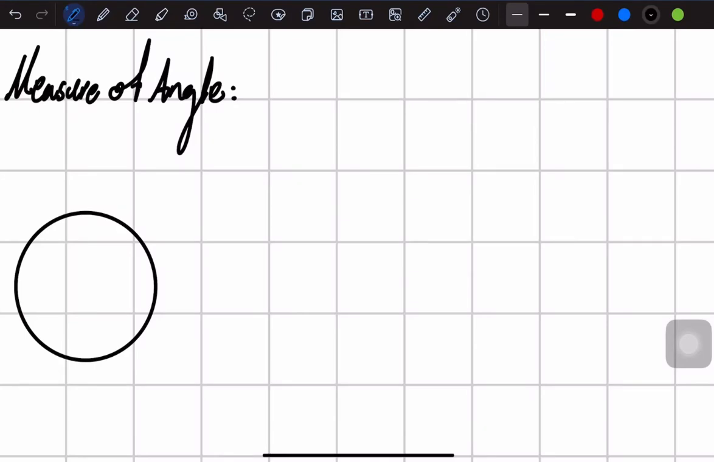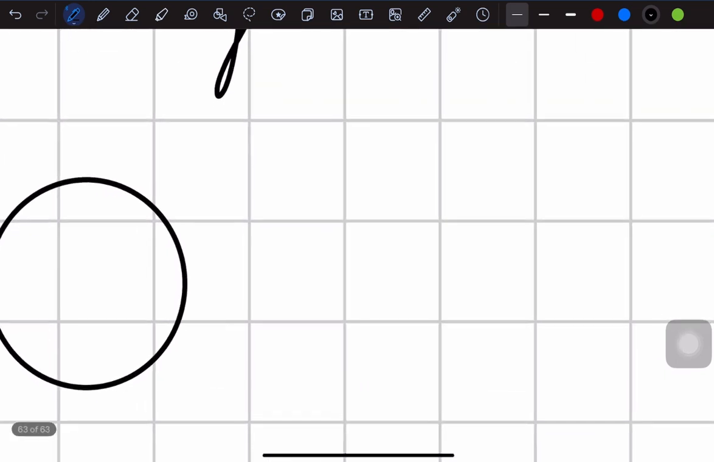Hello guys, in today's lesson we're going to have a general review of trigonometric functions. Let's just start with the measure of angles. There are two ways to measure an angle: radians and degrees. What are these two? Degree is a measure of geometric angles and radians is the measure of arc lengths.